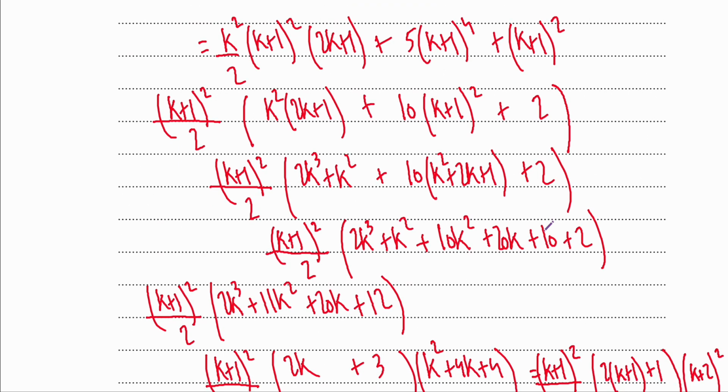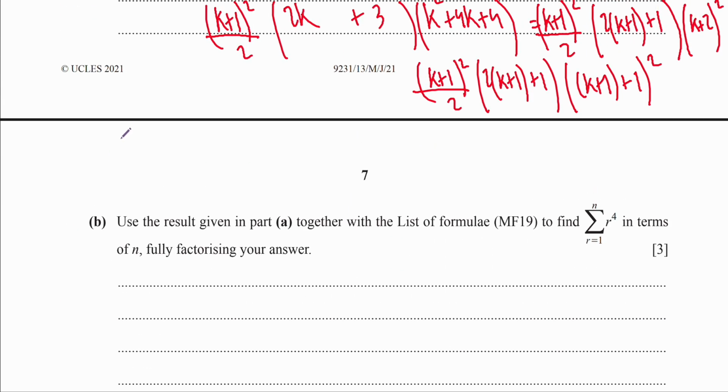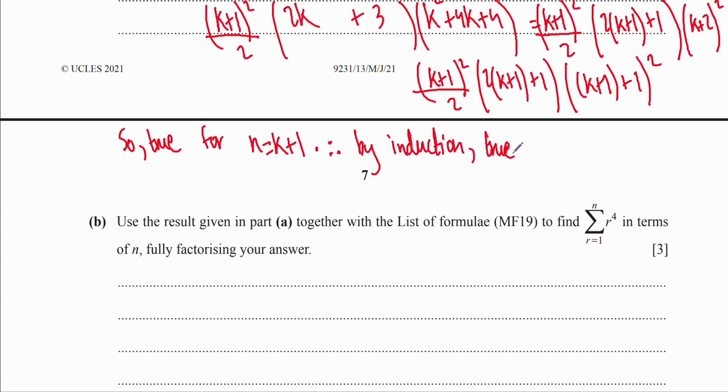I don't know where to write the conclusion, so I'll just write it down here. True for n equals k plus 1. Because remember, at the end of the day, all you're trying to show is that wherever there is an n, I actually want to see a k plus 1 with the formula that we're given. So it's true for n equals k plus 1. Therefore, by induction, this is true for all positive integers n.